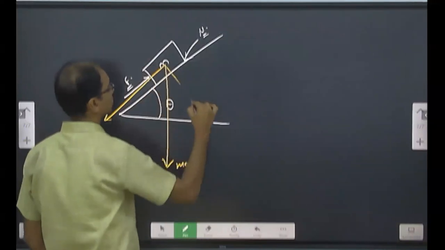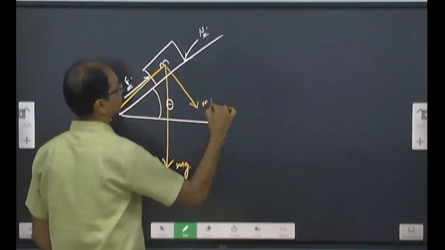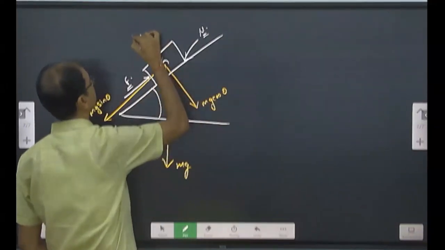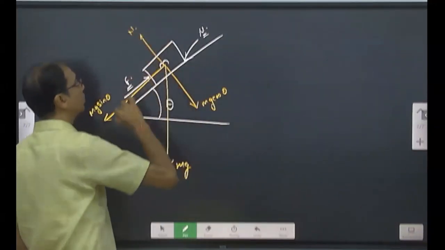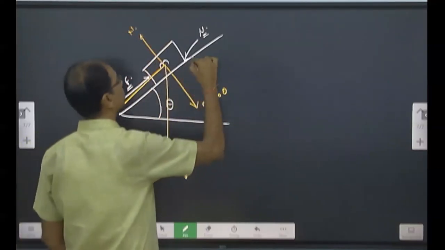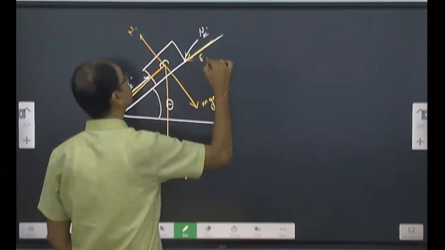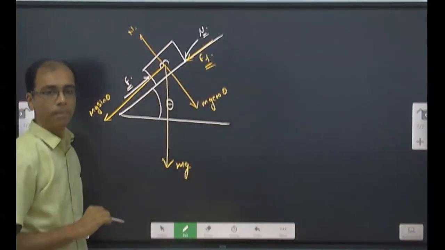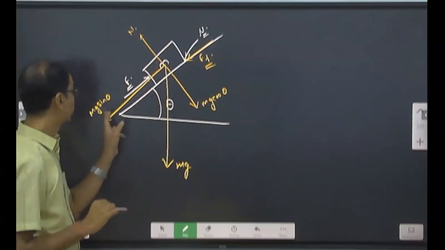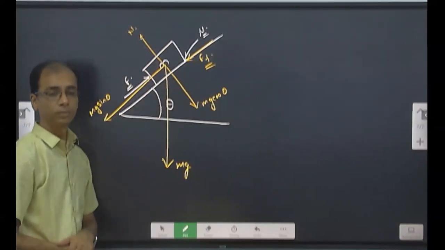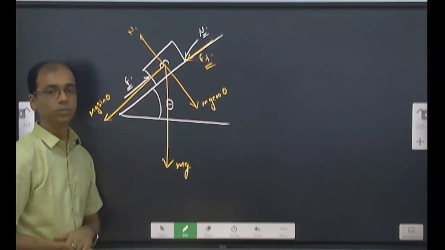In this direction, mg cos theta. And in this direction, N. Now, if you're trying to move it upwards, where will friction act? Downwards. So friction is also acting down. Now, tell me, if you want to move this, you need to apply a force more than mg sin theta plus friction. Then only it will move. Otherwise, it will not move.